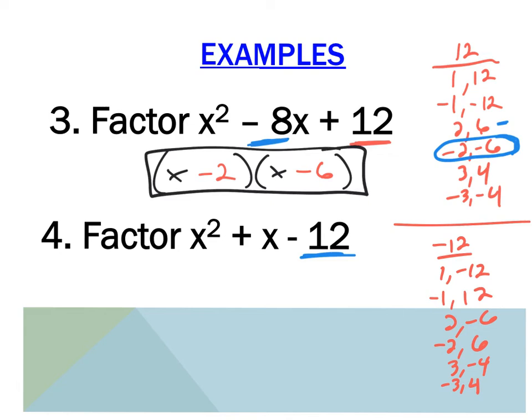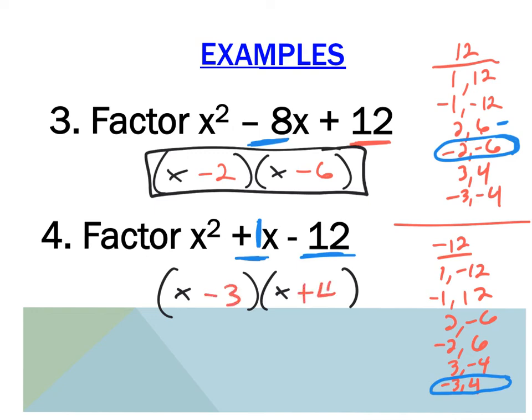And then we're looking at which pair now adds up to, well, if there's nothing in front of x, you got to assume it's a positive 1 there. So which pair adds up to positive 1? Notice the very last pair I listed, negative 3 plus 4 would be positive 1. And then my final answer with my two sets of parentheses there would be x minus 3 and x plus 4.